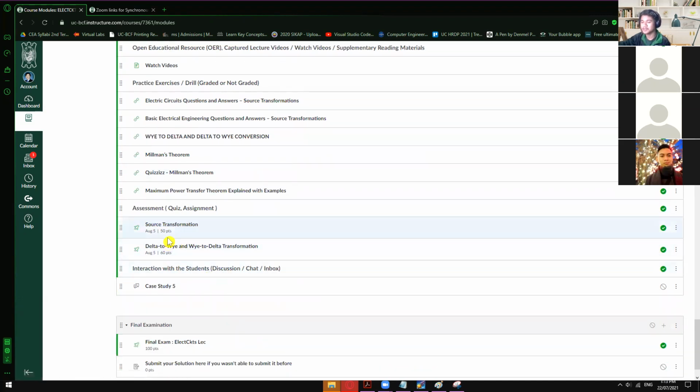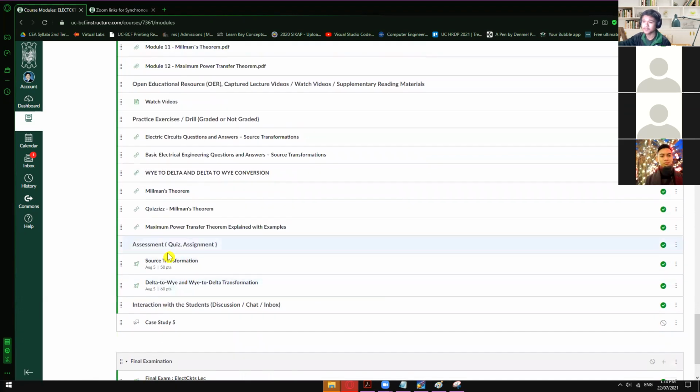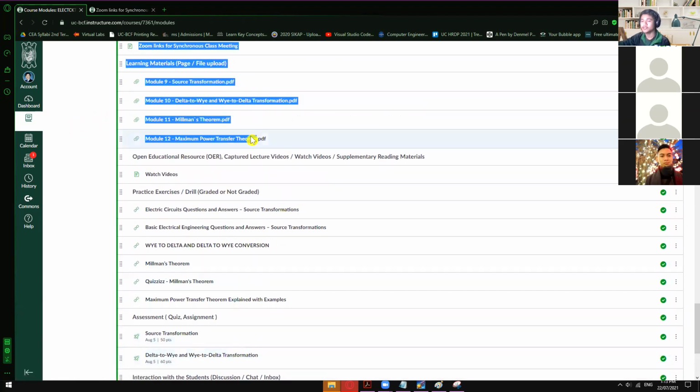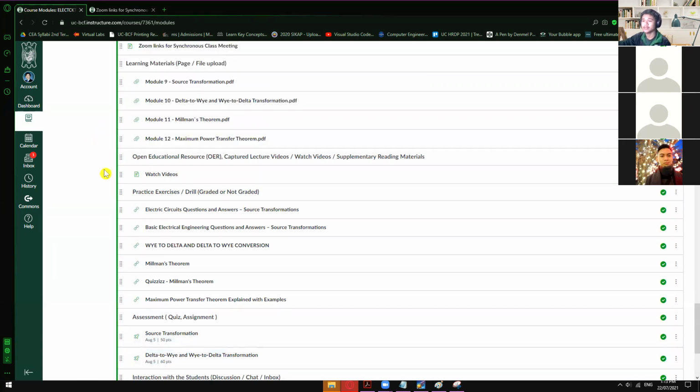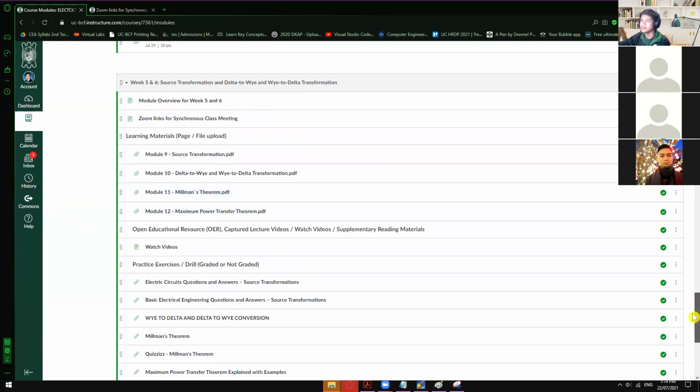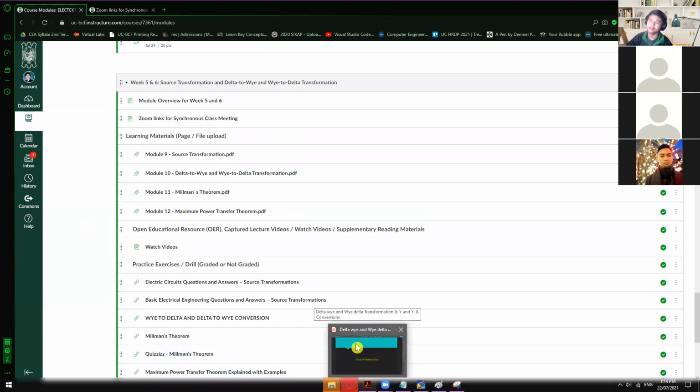So the due date of this one is August 5. Okay, source transformation and then delta to Y and then Y to delta transformation. And then for the remaining 2 modules, we're not going to have quizzes for those anymore. So after the discussion on Monday, final exam na lang yung matitira. Okay, which is this one. All right. So are we clear so far?